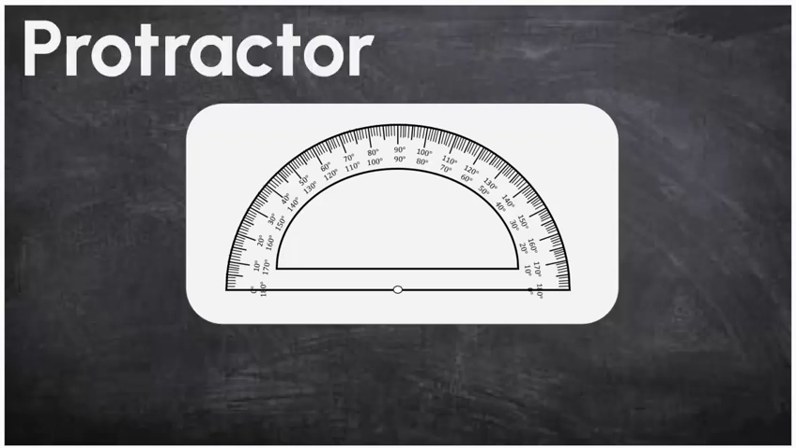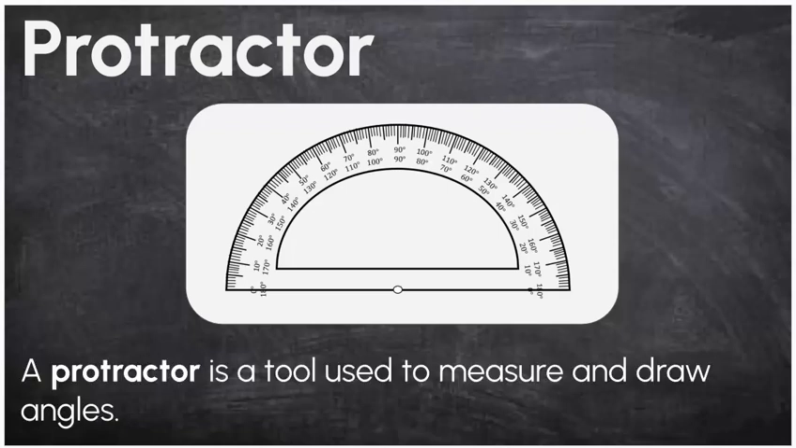This is a protractor. What is a protractor? A protractor is a tool used to measure and draw angles. It tells you how many degrees an angle is. You would line it up, put the circle on the vertex, and see where the other ray goes. And that would tell you how many degrees it is.